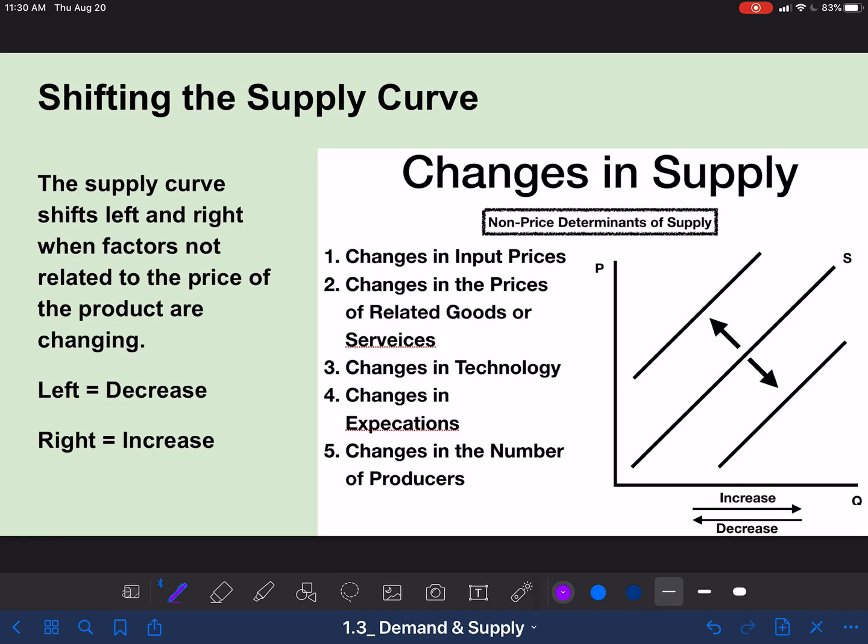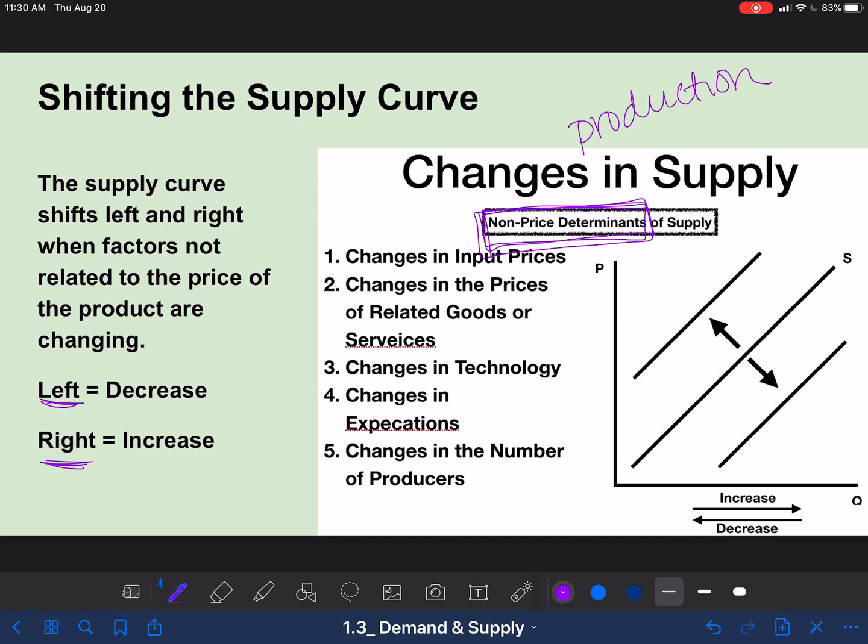Shifting the supply curve follows the non-price determinants just like demand. They're just a little different. They're all focusing on impacts to production. When we move to the left, we're still decreasing. When we move to the right, we are still increasing. So changes in input prices would impact supply. Input prices would be things that go into the production of a product. So let's say we make t-shirts. If cotton prices are increasing, we can't make as many t-shirts because our costs of production are too expensive.